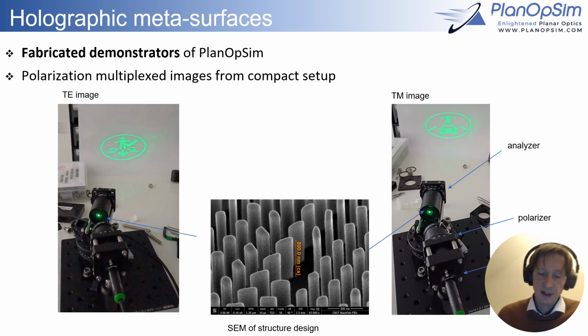If we then make those demonstrators here and we put them in a little setup, we see indeed that this polarization multiplexed hologram behaves as we expected. You see here in the middle the SEM picture. On the left hand side we have the setup with TE incident light, where we project this icon of a man. And on the right hand side, when we rotate the polarization to TM polarization, we see that we are projecting a car from the same component. So by switching the polarization, we switch the image, something that could not be done with a classical hologram.